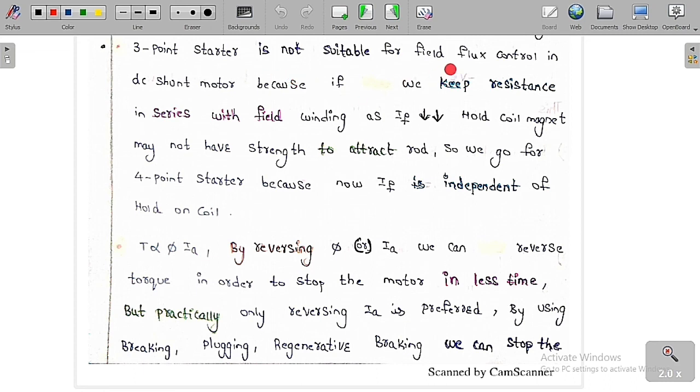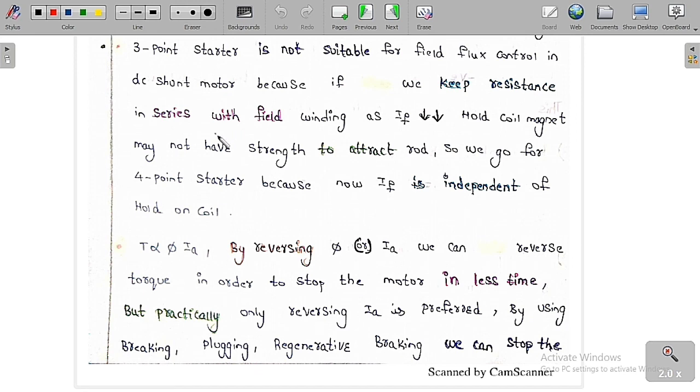So in the 3-pole starter, suppose you want to go for field weakening control, you have to keep the resistance in series with the field winding, so IF decreases. This coil is in series with the hold on coil magnet. As IF decreases, the hold on coil may not have strength to attract the rod. Because we can't go for field weakening control by 3-pole starter, that is the reason we go for the 4-pole starter. Now this field winding is independent of the hold on coil, both are independent of each other, so there is no dependency. So now we can go for the 4-pole starter.